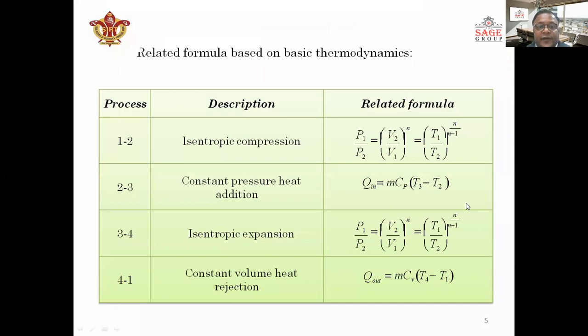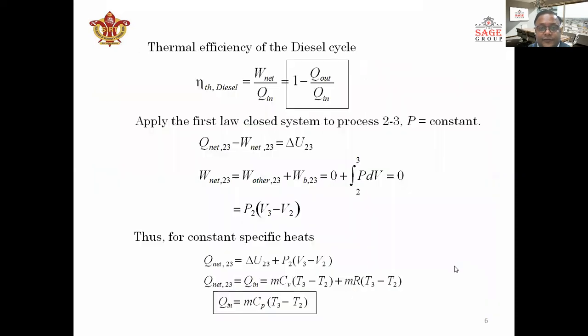This is the related formula based on the basic thermodynamics. 1 to 2 process is isentropic compression, where the related formula was already discussed in the Otto cycle. 2 to 3 is constant pressure heat addition, where the heat supply takes place as MCP (T3 minus T2), because of the constant pressure, वहाँ पे आपका heat addition हो रहा है, इसलिए MCP (T3 minus T2). 3 to 4 is isentropic expansion, there is a formula given, and 4 to 1 is constant volume heat rejection, that is given by MCV (T4 minus T1).